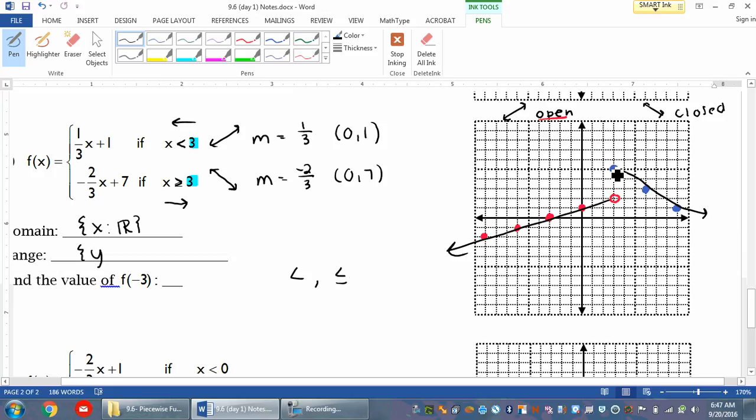Look at my highest point. See how it's in a closed circle? And that point is what? (3, 5). So we're going to choose the y coordinate. So it's going to be less than or equal to 5.